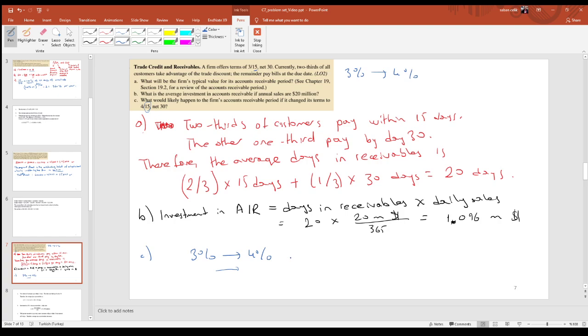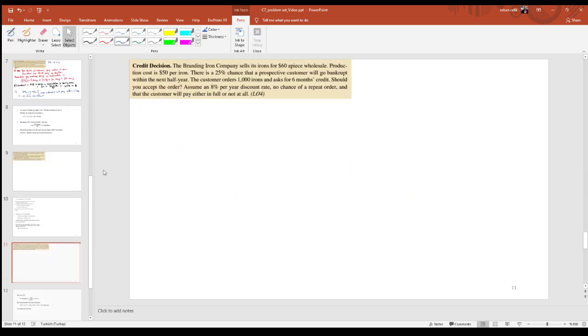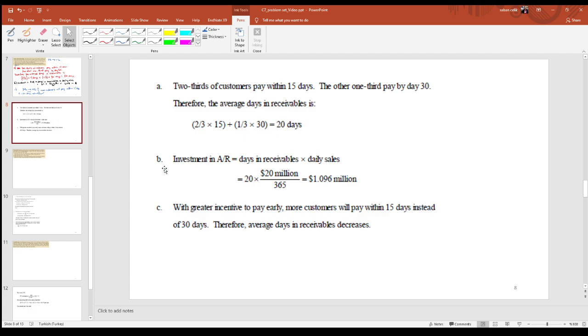So we can easily say that from 3% to 4%, if we increase the amount of discount, then more customers will pay within 15 days. One more time, this is true under the fact that we do not change the 15 and 30 days limit. Okay, so the next one, you can also take a look at the solution from here.